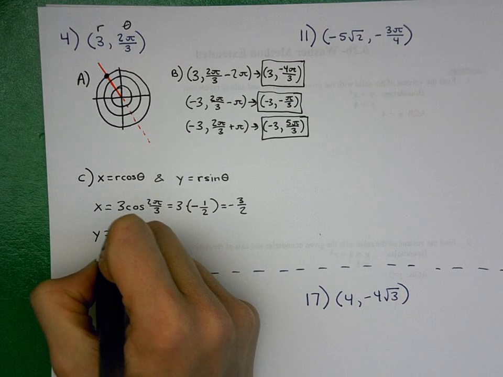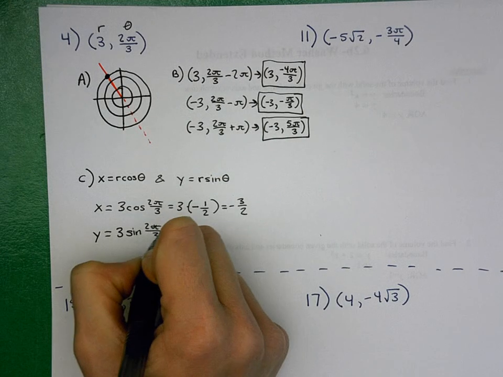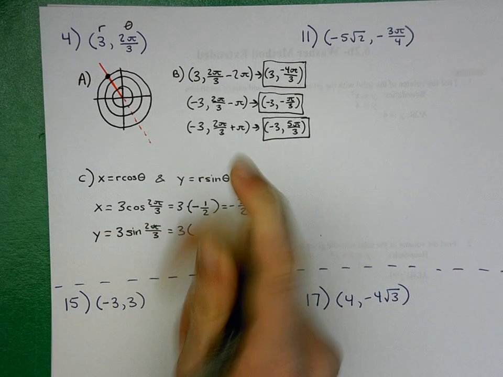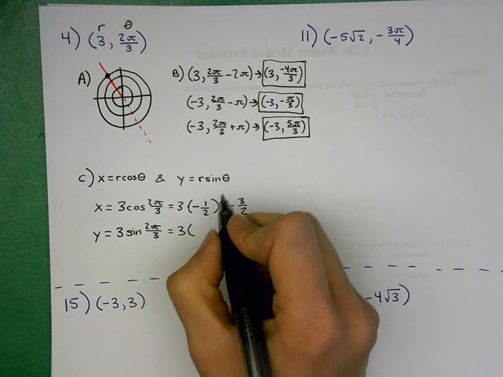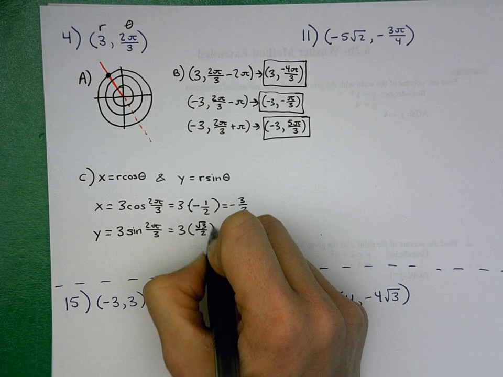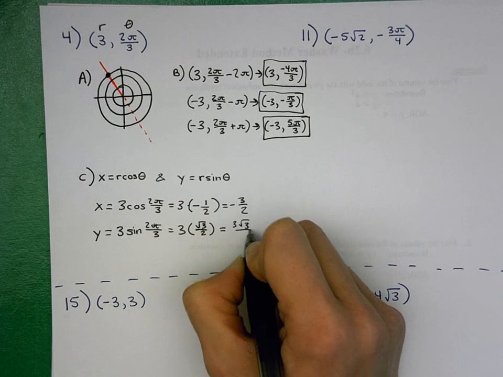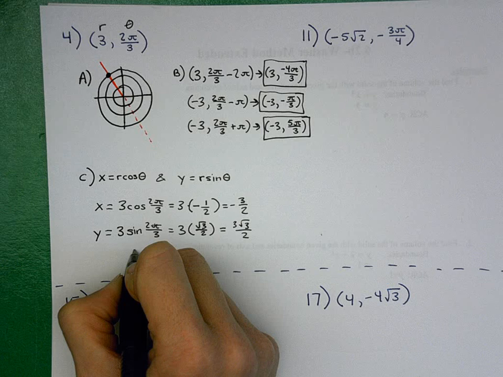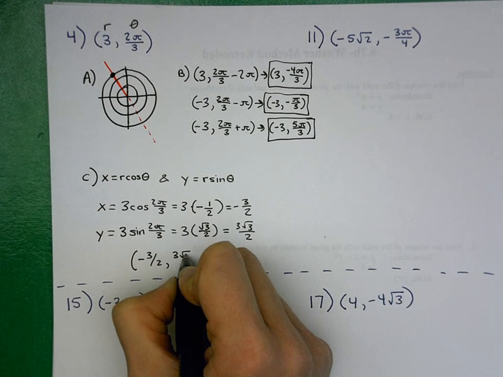Y is r sine theta, so r of 3, sine of my theta, 2 pi over 3. Again, second quadrant, so sine's positive, and the sine of a pi over 3 angle is root 3 over 2. And so we have 3 root 3 over 2. So our coordinate point, x is negative 3/2, y is 3 root 3 over 2.